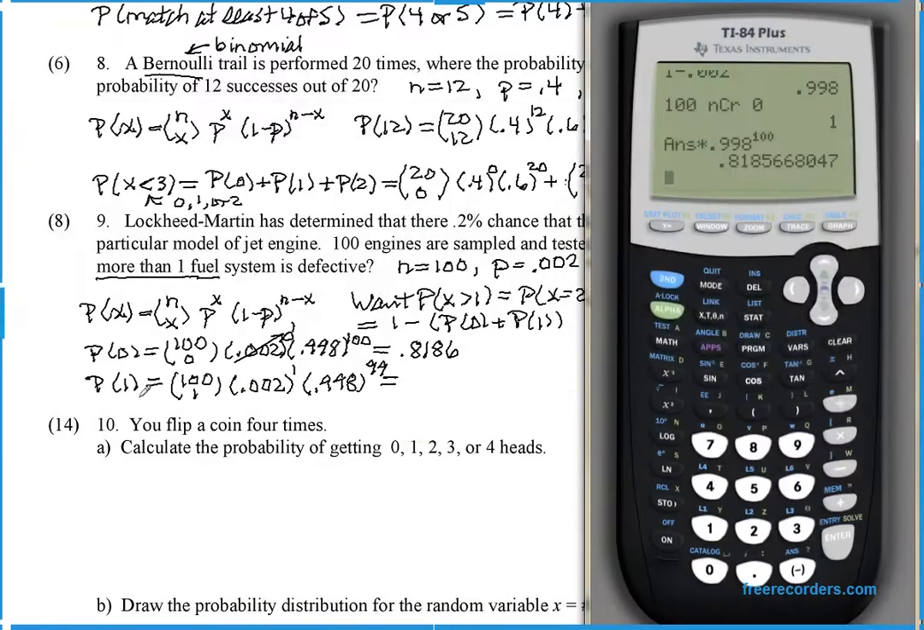And then one defect here. So it's going to be 100 choose 1. So 100, math, probability, nCr 1, which is 100. And then we're going to multiply that by 0.002. There's 0.002 to the first power and 0.998 to the 99. So times 0.998 and then to the 99 power. So 0.1640.